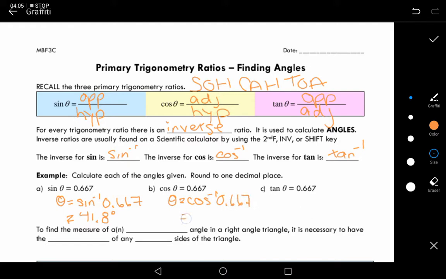Again, it's always best if you do this on your calculator as you're following along. You should get 48.2 degrees. And lastly, we're going to be using that inverse tan, so tan -1 of, again, that 0.667. And this time you should get 33.7 degrees.